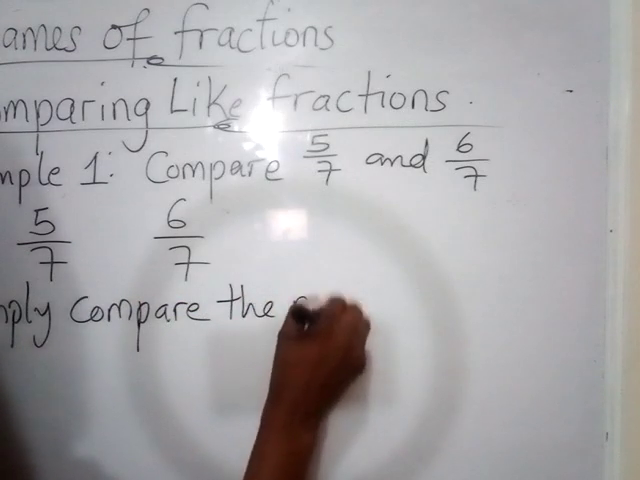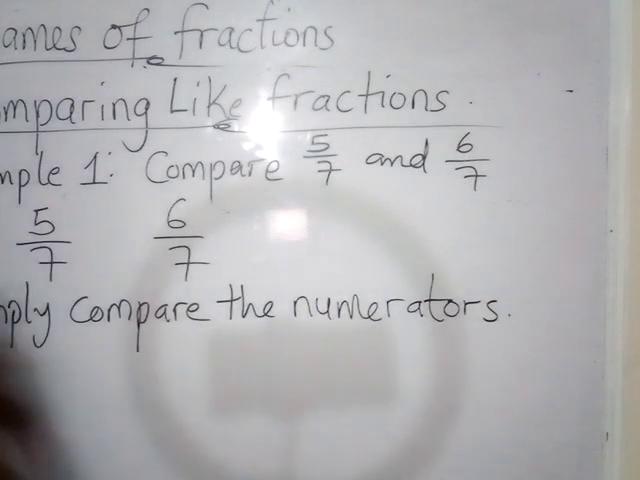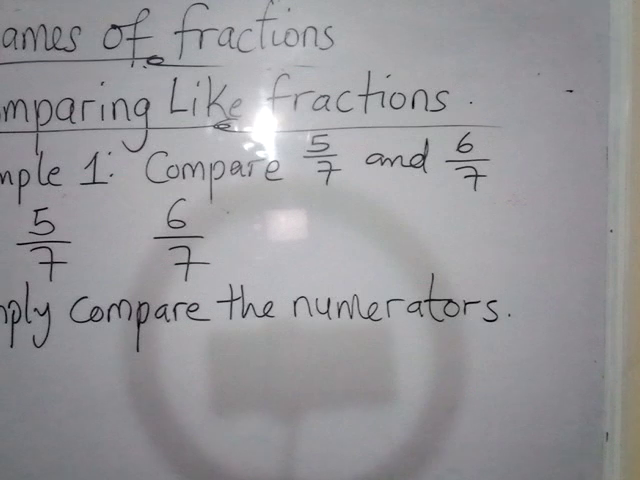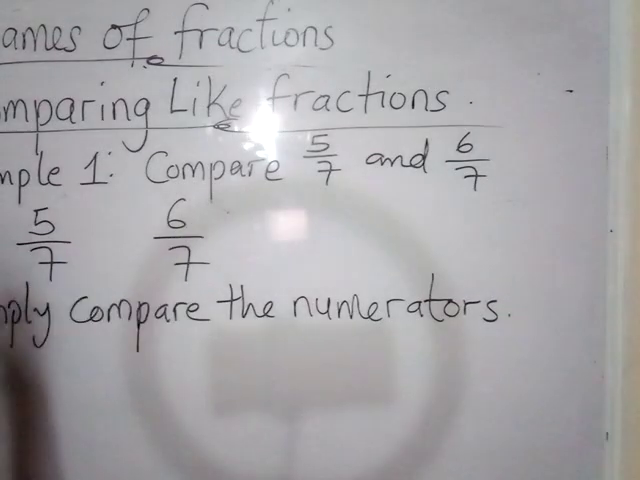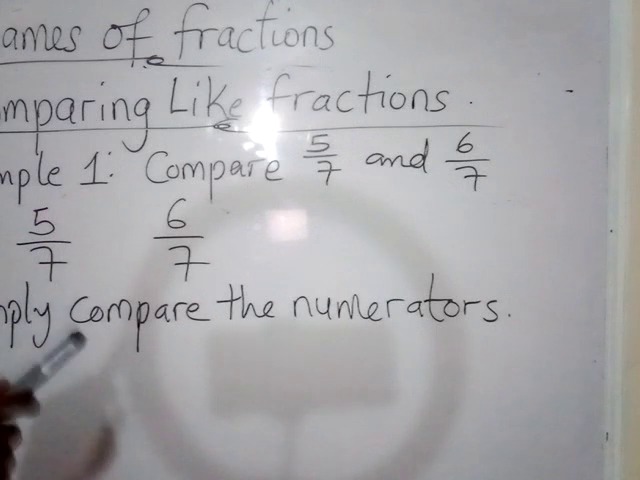That's all. The numerators are the numbers at the top, right? Since they have the same denominators, all you need to compare to figure out which is smaller or which is bigger is check the numerators. You look at them, which one is bigger or which one is smaller, depending on what you're looking for. Here we see 5 and 6, and we know from our knowledge of numbers that 5 is smaller than 6. So whenever you find the numerator that is smaller, that means that fraction is smaller.